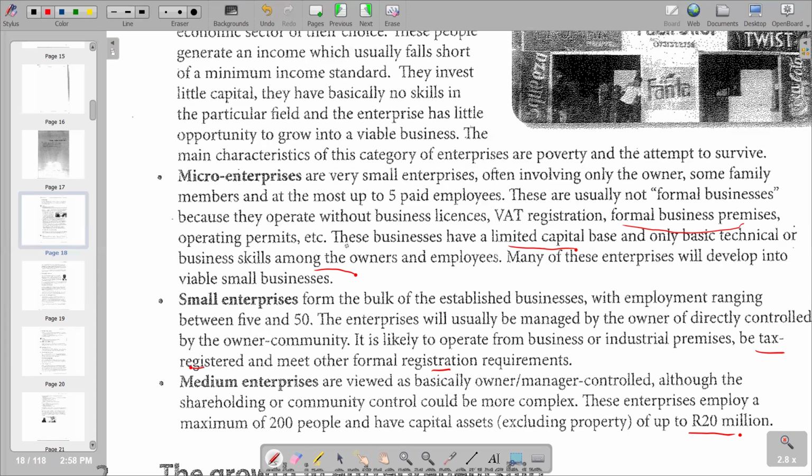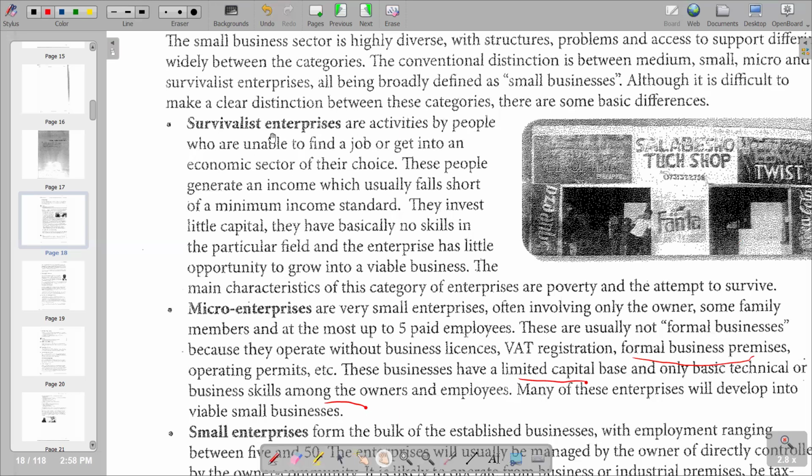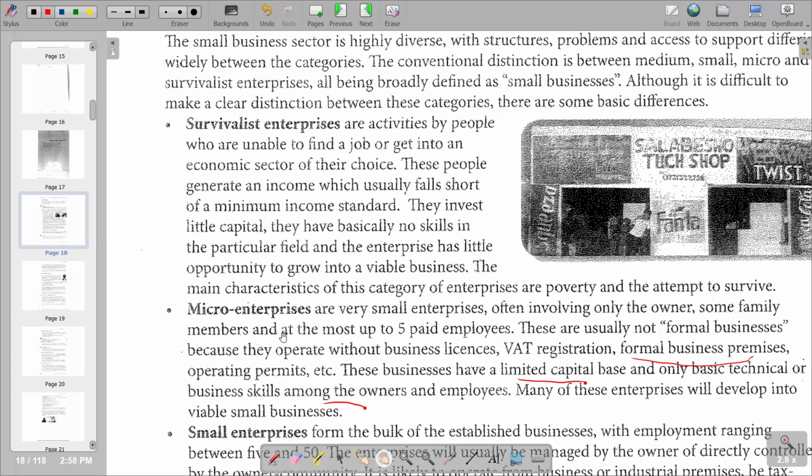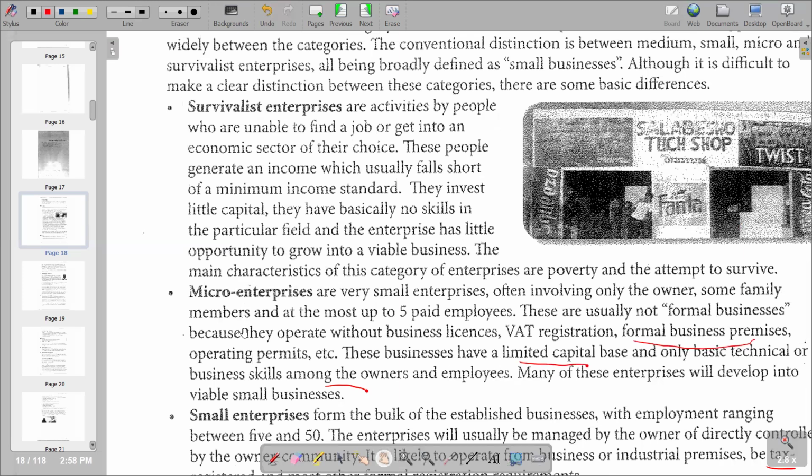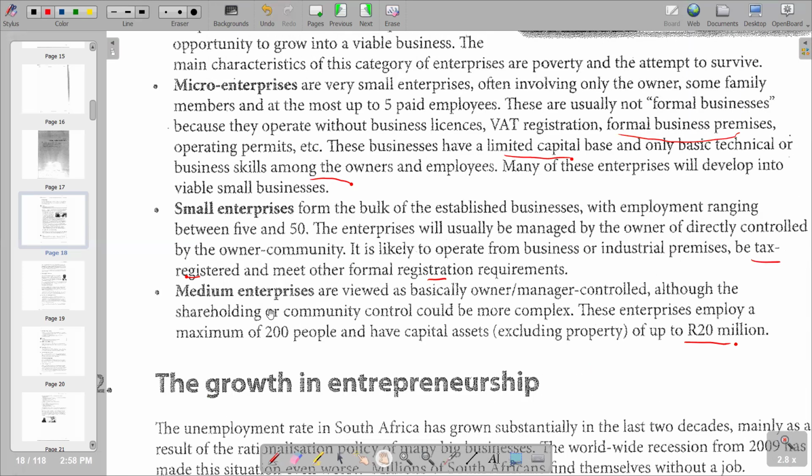So with that, we can see that these are the categories that we have in terms of small enterprises, whereby we have survivalist enterprises, micro enterprises, small enterprises, and then medium enterprises.